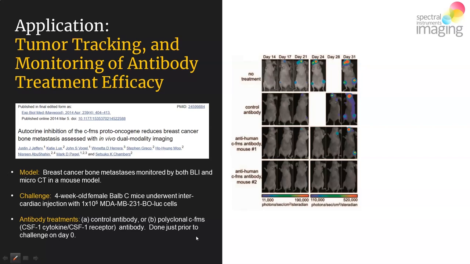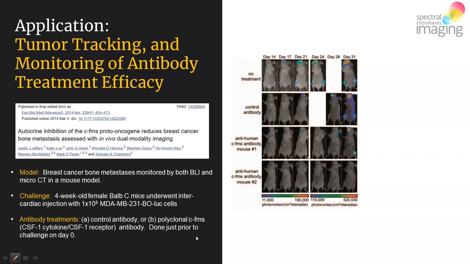breast tumor cell line. So they evaluated 3 different treatment paradigms to determine whether or not, 1, they could see the breast tumors in their metastatic foci in the bone, and 2, to see if there was any specific reduction courtesy of the polyclonal antibody against the CSF1 cytokine receptor complex.